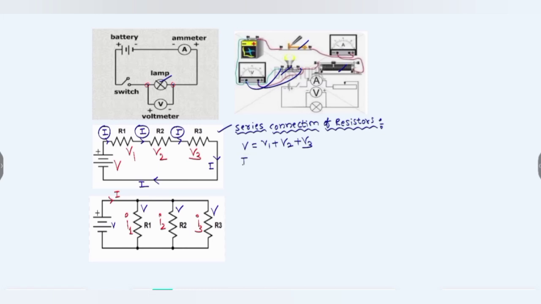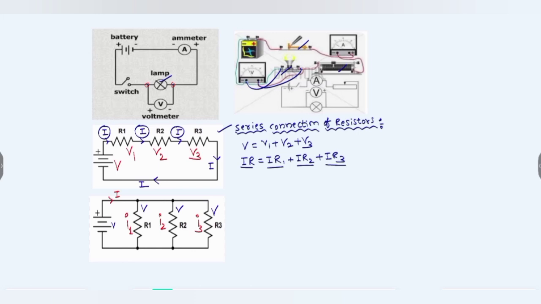So we can write IR is equal to, at resistance 1, voltage is V1 and current is I. So V1 is IR1, because current across R1 is I. And current across R2 is I only again, so IR2 is V2. IR3 is V3. So V, V1, V2, V3.